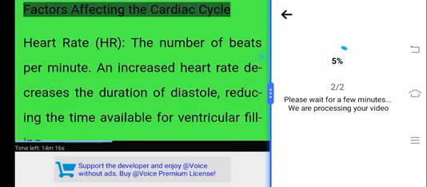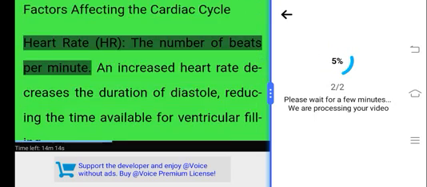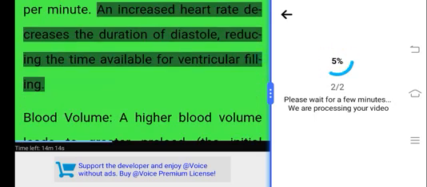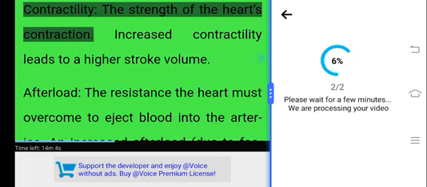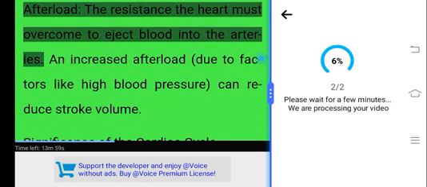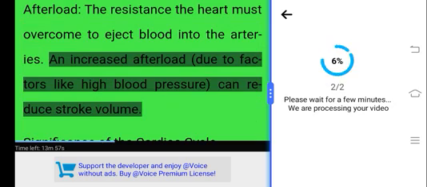Factors affecting the cardiac cycle. Heart rate, HR, the number of beats per minute. An increased heart rate decreases the duration of diastole, reducing the time available for ventricular filling. Blood volume. A higher blood volume leads to greater preload, the initial stretching of the heart muscle, which increases stroke volume. Contractility, the strength of the heart's contraction. Increased contractility leads to a higher stroke volume. Afterload, the resistance the heart must overcome to eject blood into the arteries. An increased afterload due to factors like high blood pressure can reduce stroke volume.